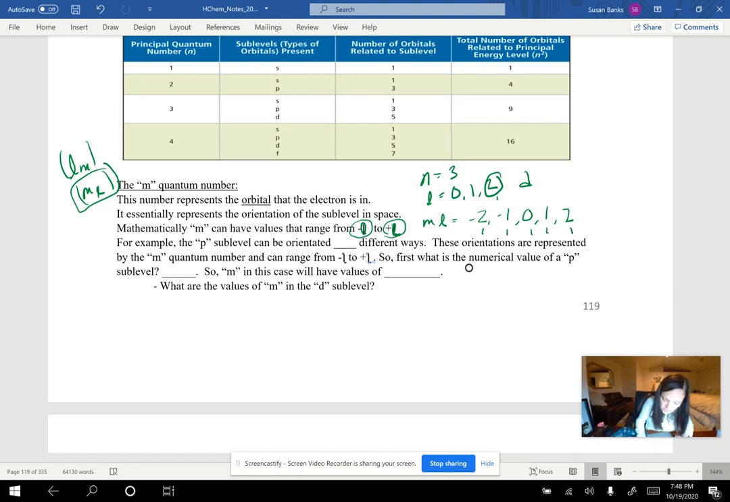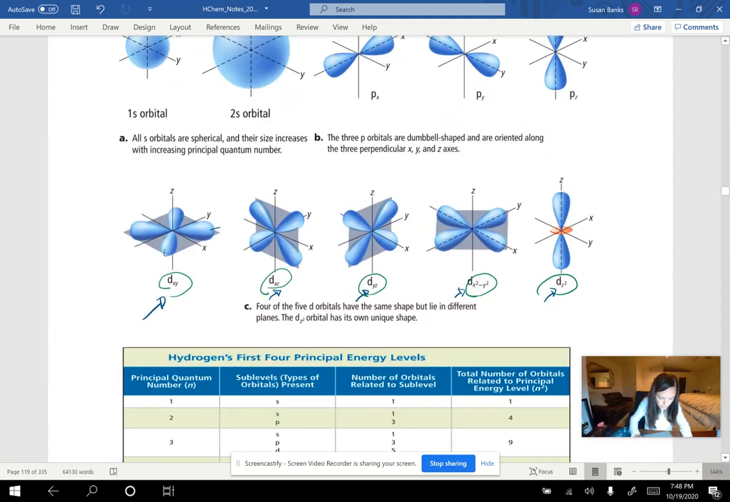Let's look at our d orbitals. How many orbitals do we have in our d orbitals? We have 1, 2, 3, 4, 5. We will have 5 orientations when we have d orbitals.